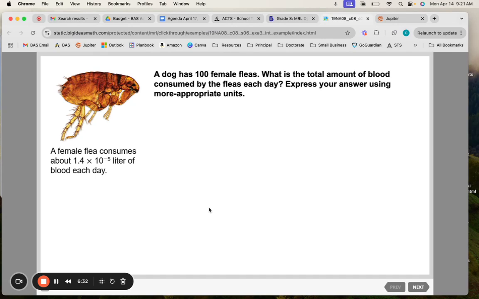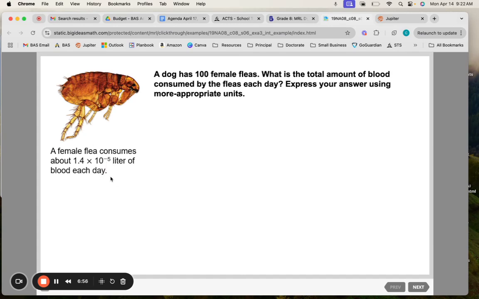All right, a dog has 100 female fleas. What is the total amount of blood consumed by the fleas each day? Why do we have to talk about this? Gross. Well, because this flea is magnified, it tells you the female flea consumes 1.4 times 10 to the negative 5th liter of blood each day.